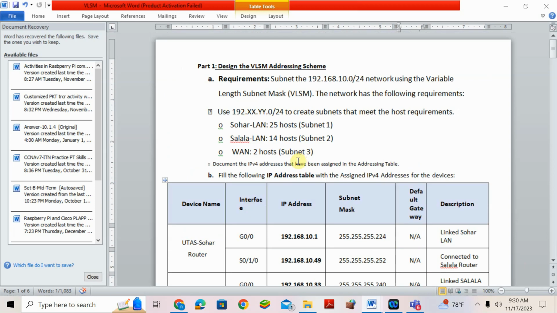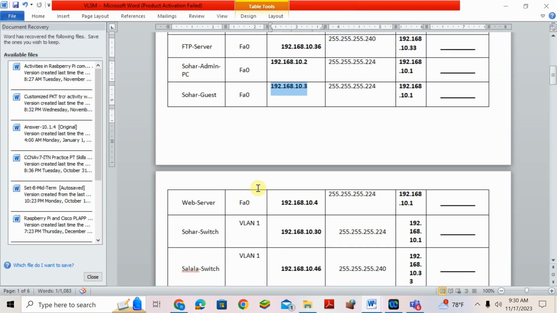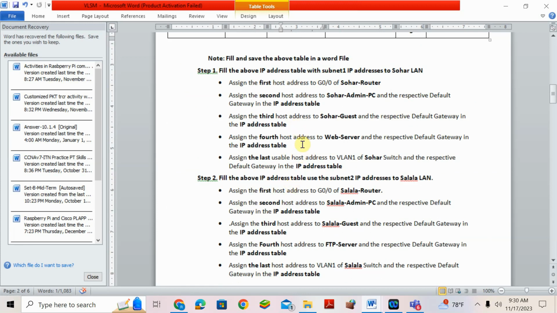Yes. Okay. Then Sohar guest will be third, so dot 3. Then the web server is the fourth address, 10.4. The Sohar switch is the last address, so 10.30. Understand? Now return here. Based on this, you have to fill the table.